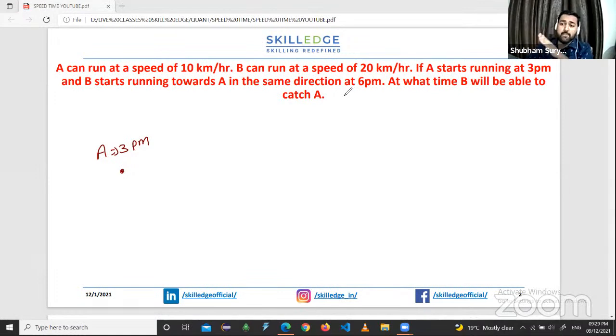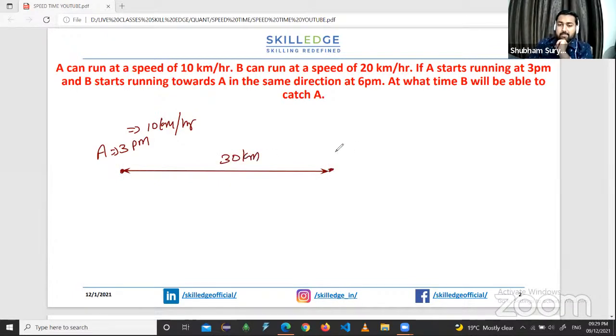Well, from 3 p.m. to 6 p.m. the person A is running alone. It means A runs for 3 hours. And the speed of A is 10 kilometers an hour. It's going to be 10 threes are 30 kilometers. So the person A at 10 kilometers an hour would have covered a total distance of 30 kilometers.